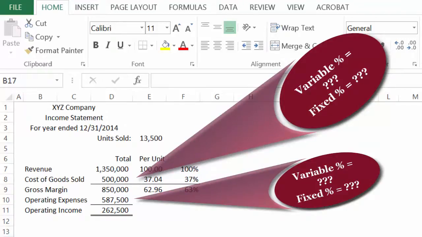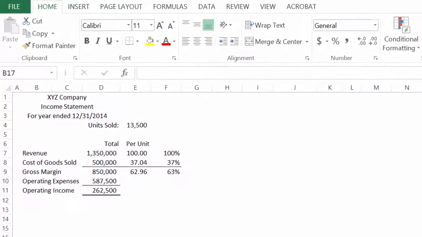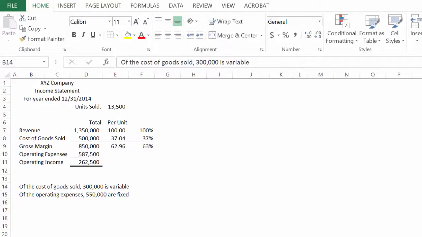Now, if we had several years worth of income statements, we could do regression analysis and split that number out, but we are not going to do that. We're going to go back to the management of the company and ask them to put this together in a different format for us. So we talk to management and we find out that of the cost of goods sold, $300,000 is variable, and of the operating expenses, $550,000 are fixed.